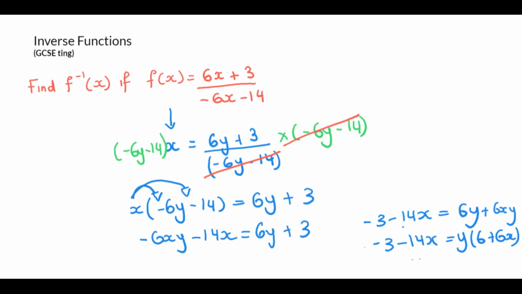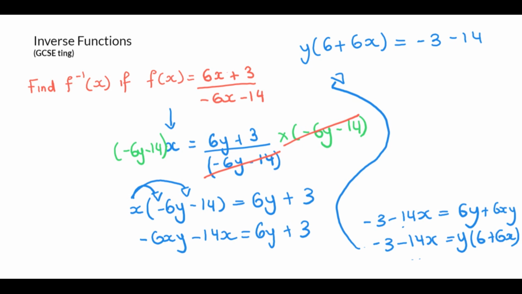Okay, cool. What I'm going to do is take it to the top because it's looking messy right now. I'm just going to write this side first because it looks better with the y on the right-hand side. So basically, what I've got is y times 6 plus 6x is equal to minus 3 minus 14x. Okay, cool. Now, remember, this is y times 6 plus 6x. Now, what's the opposite of multiplication? Division. So I'm going to divide both sides by 6 plus 6x.